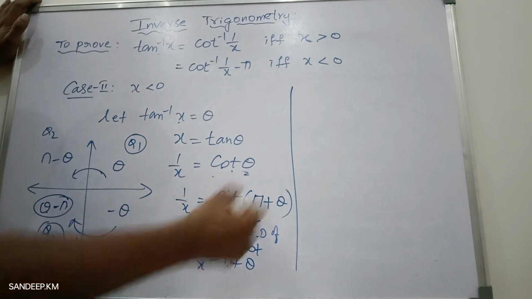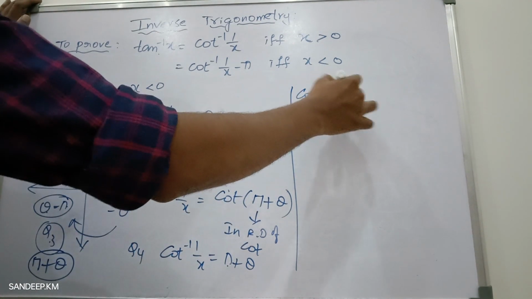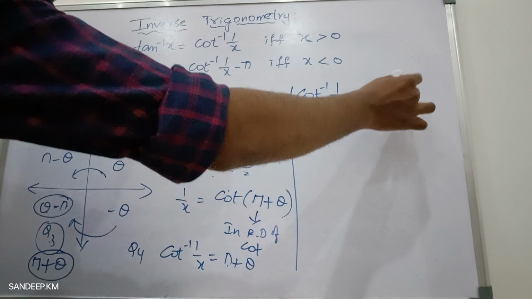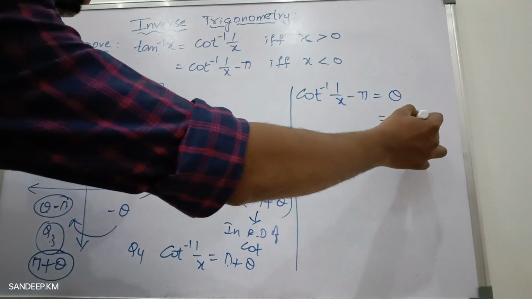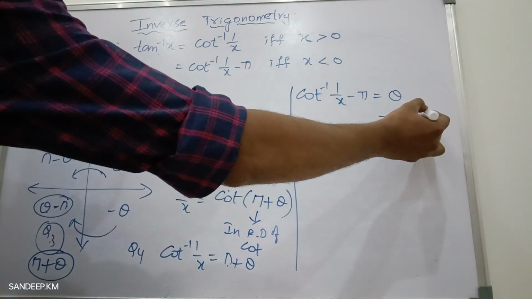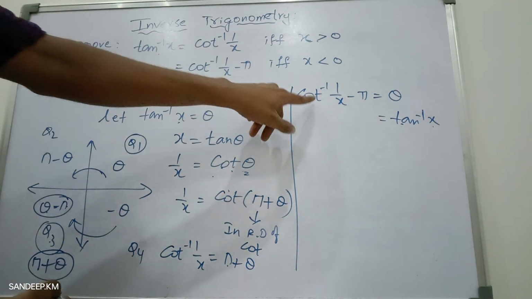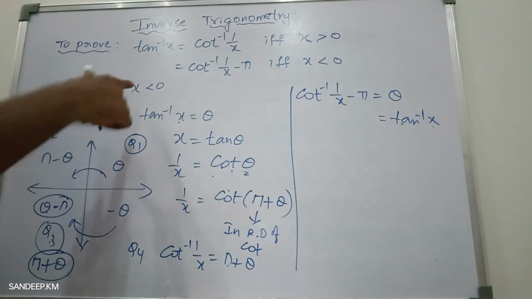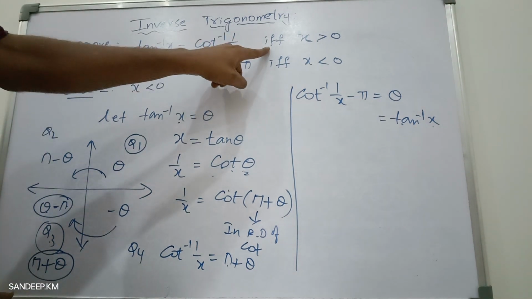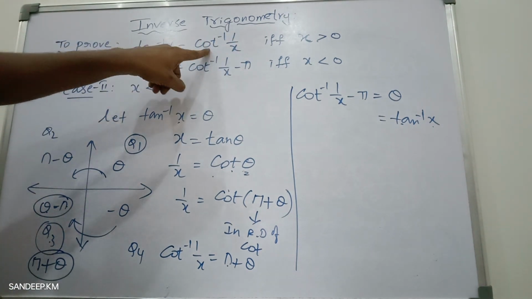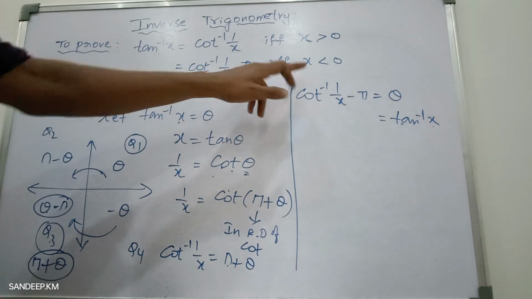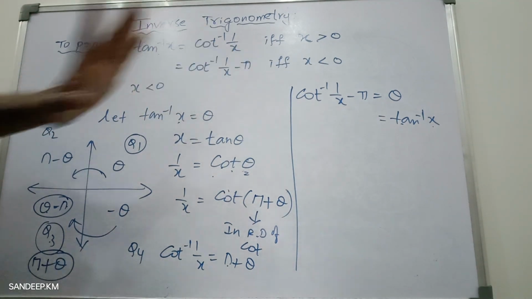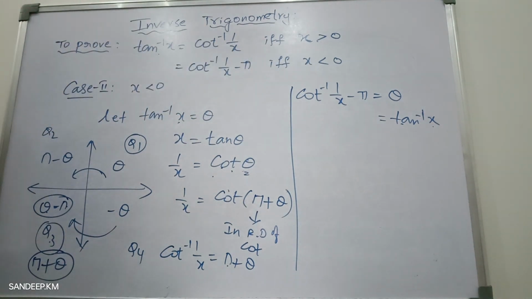So take pi to the left side. Cot inverse 1 by x minus pi is equal to theta, and theta is tan inverse x. So that's why tan inverse x is equal to cot inverse of 1 by x minus pi, when x is negative. So two formulae are there. If x is positive, tan inverse x is cot inverse 1 by x. If x is negative, it is cot inverse 1 by x minus pi. Okay, we will go with the next property with proof.